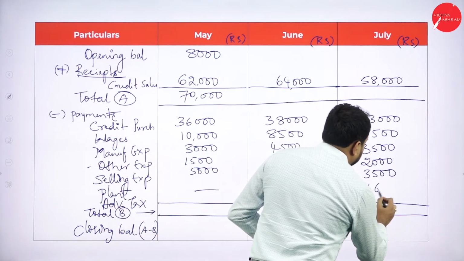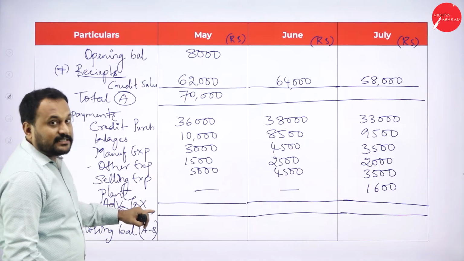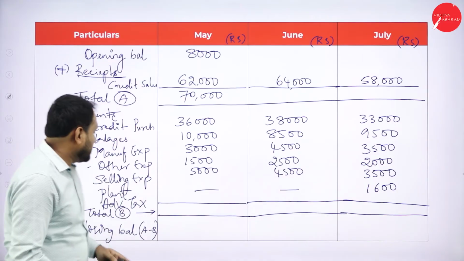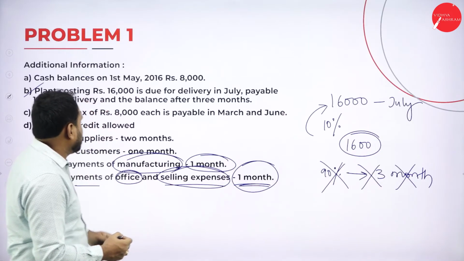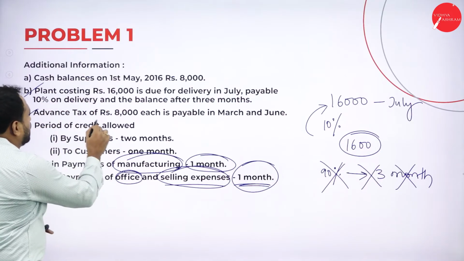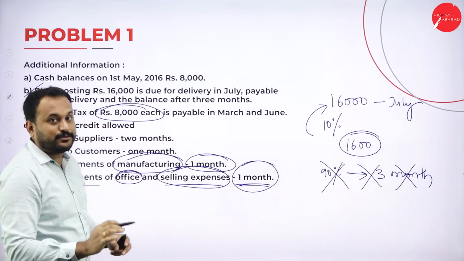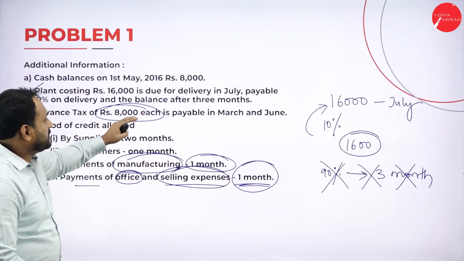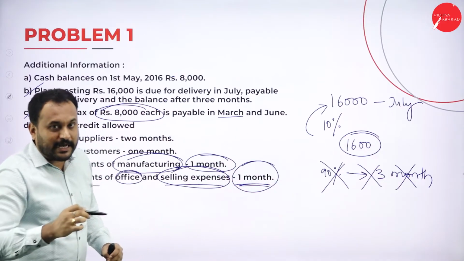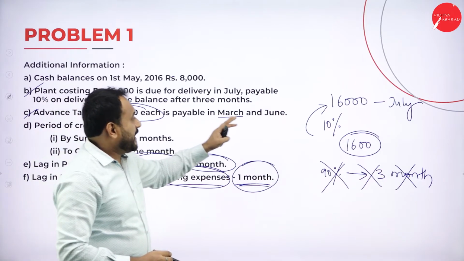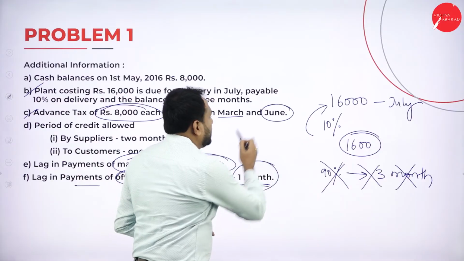It is 1,600. Now we have something called advance tax here. How much? I'm supposed to go with advance tax. Now when we go with this advance tax, understand, advance tax is rupees 8,000 each. It is not half. Each 8,000 I'm supposed to pay in the month of March. Am I preparing for the month of March? No, I'm not preparing. I'm preparing for the months of May, June, July. So the entry will be only for June here.